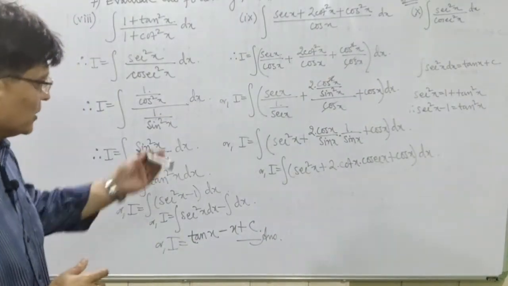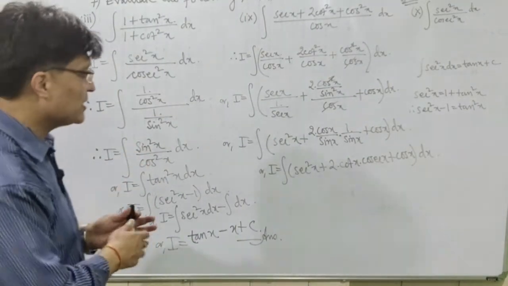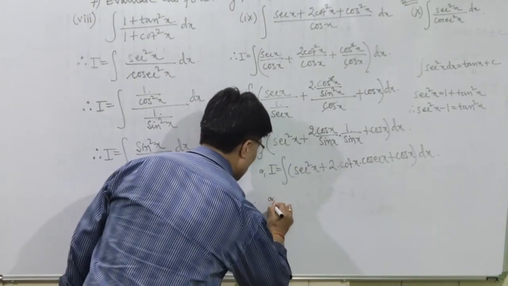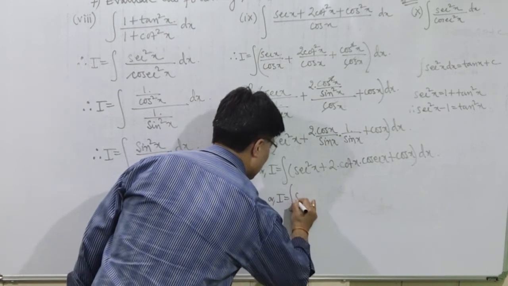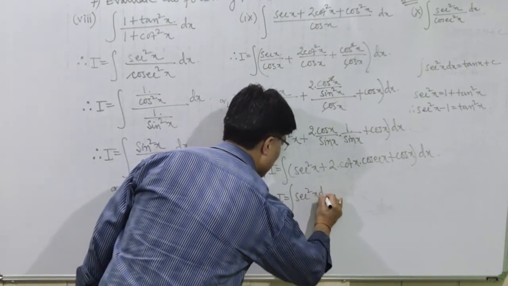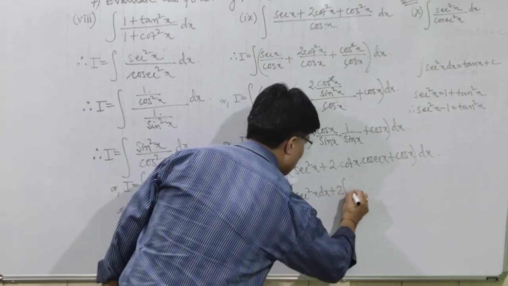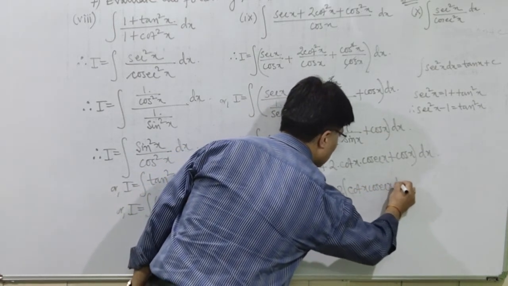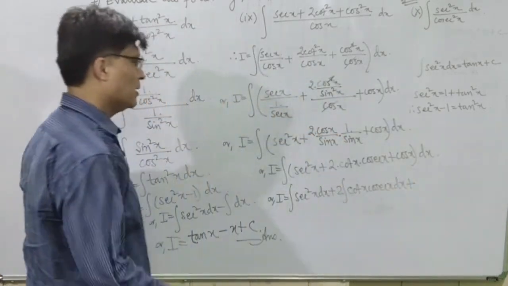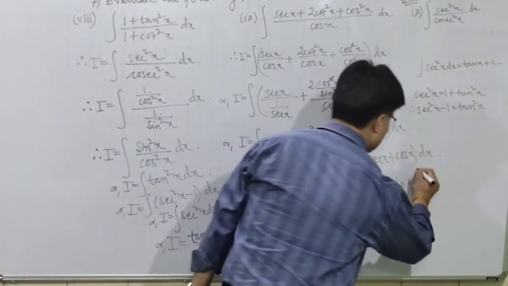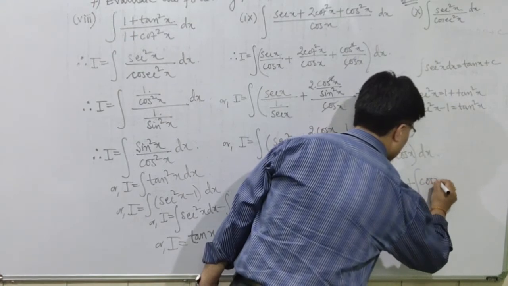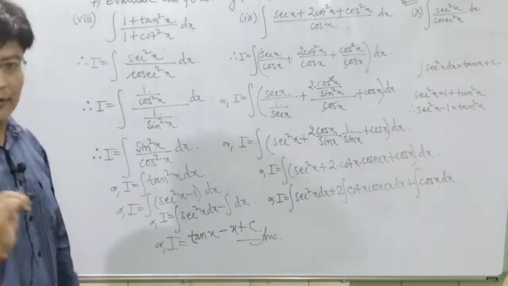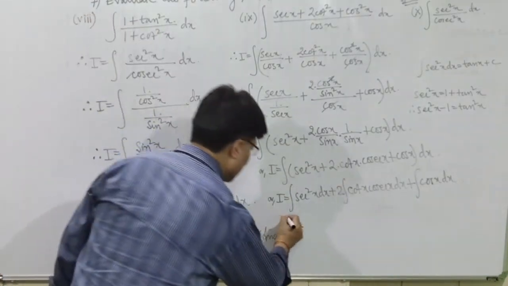Understood? So this is the simplification. Now you can separate the terms and you can use the formula for integration, right? So I is equal to integration of sec square x dx plus 2 integration of cot x cosec x dx plus, next, integration of cos x dx. So I think you have understood it. So let us simplify it again.